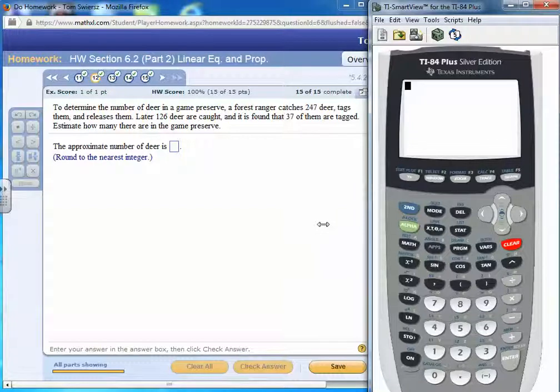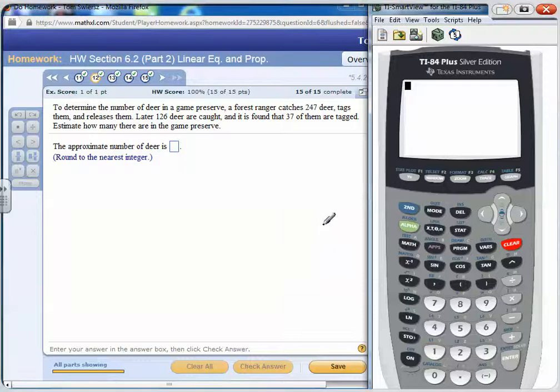Homework exercise number 12. To determine the number of deer in a game preserve, a forest ranger catches 247 and tags them and releases them. Later, 126 are caught. 37 of them are tagged. How many are there in the game preserve?